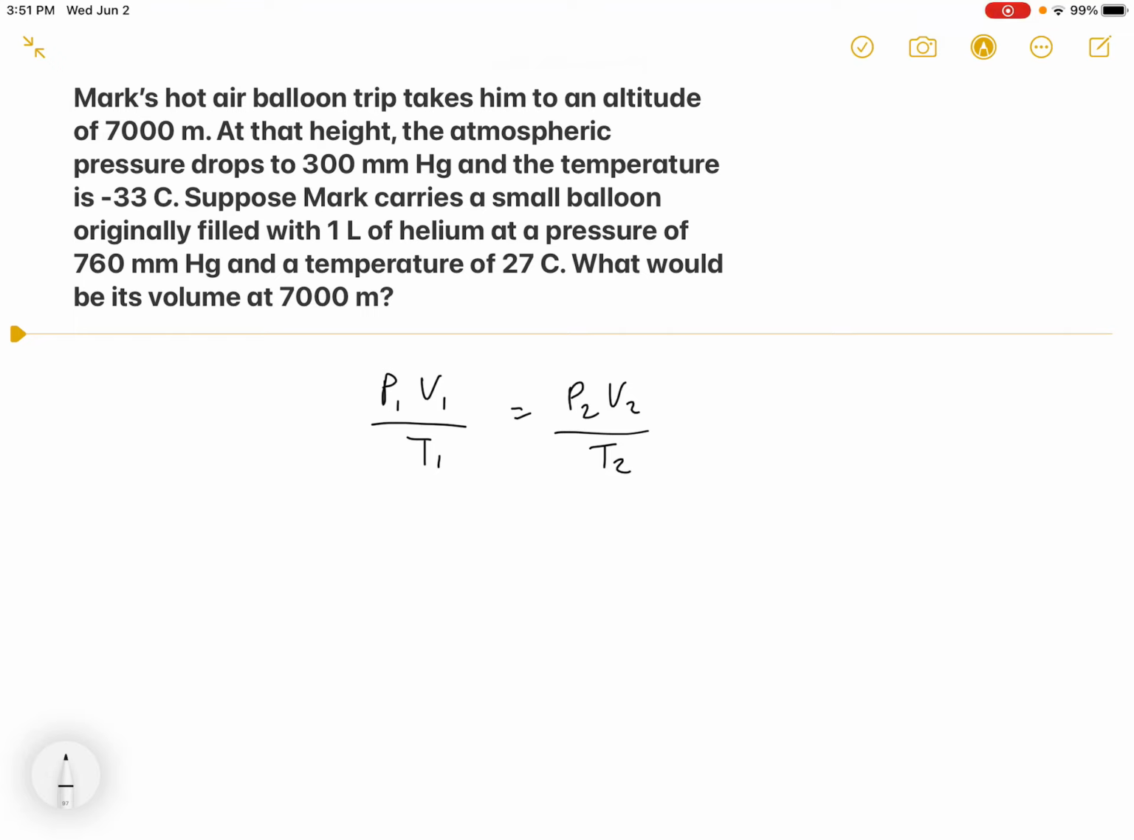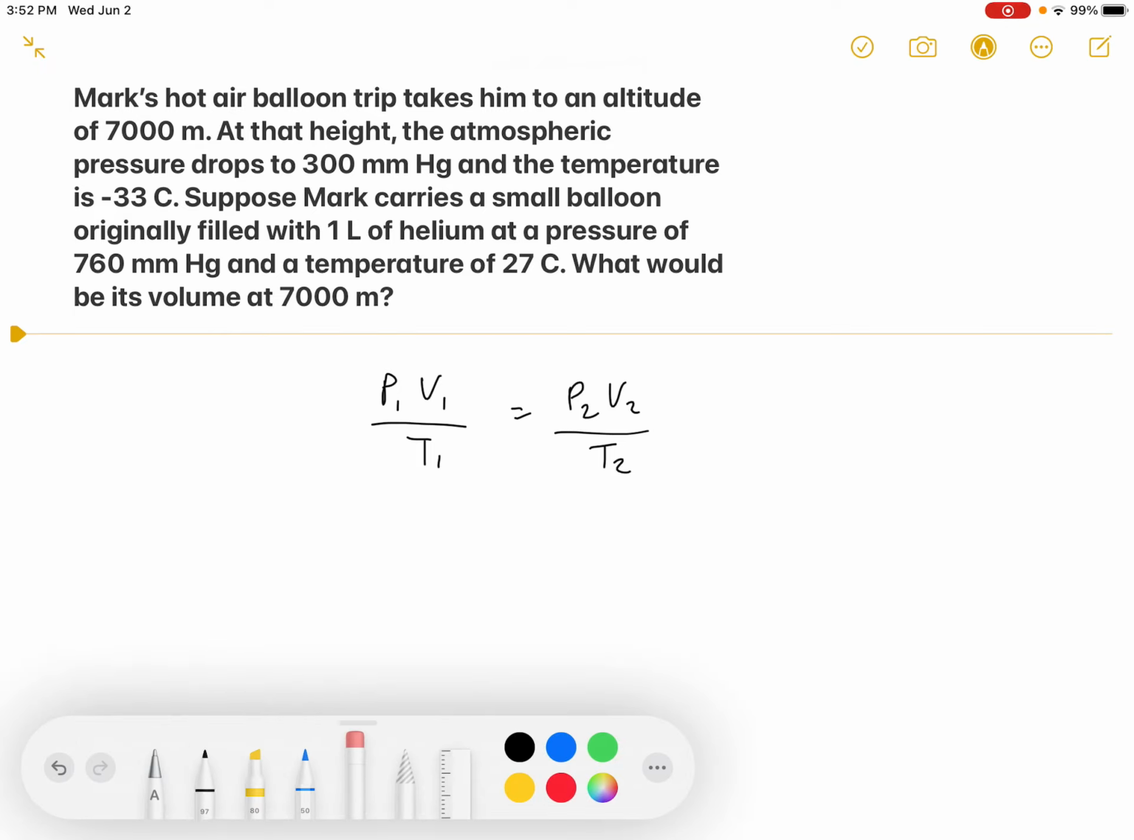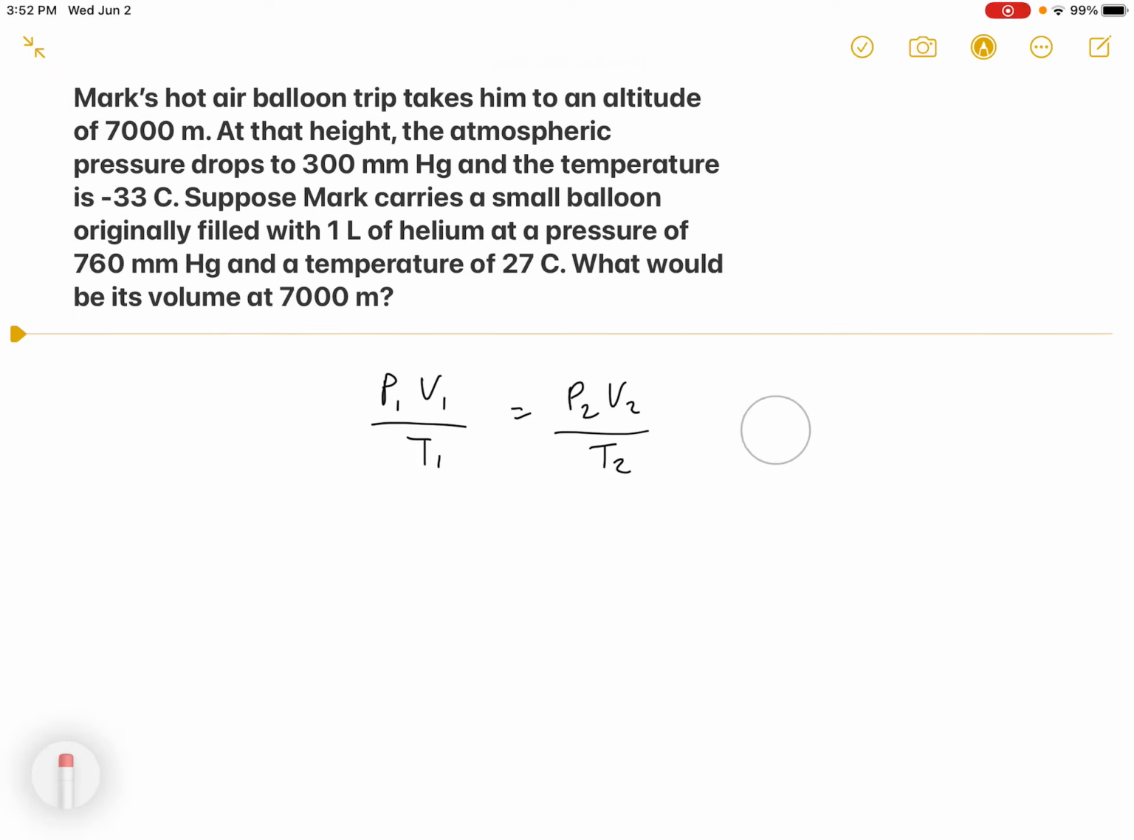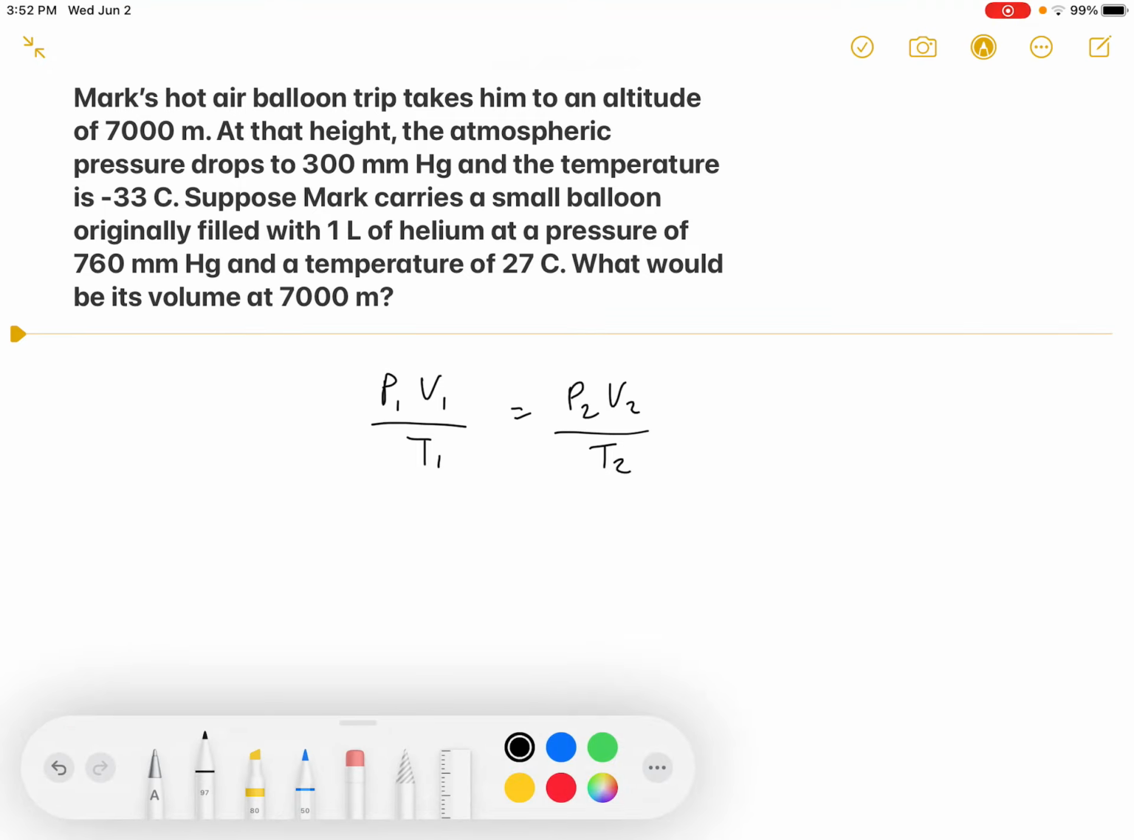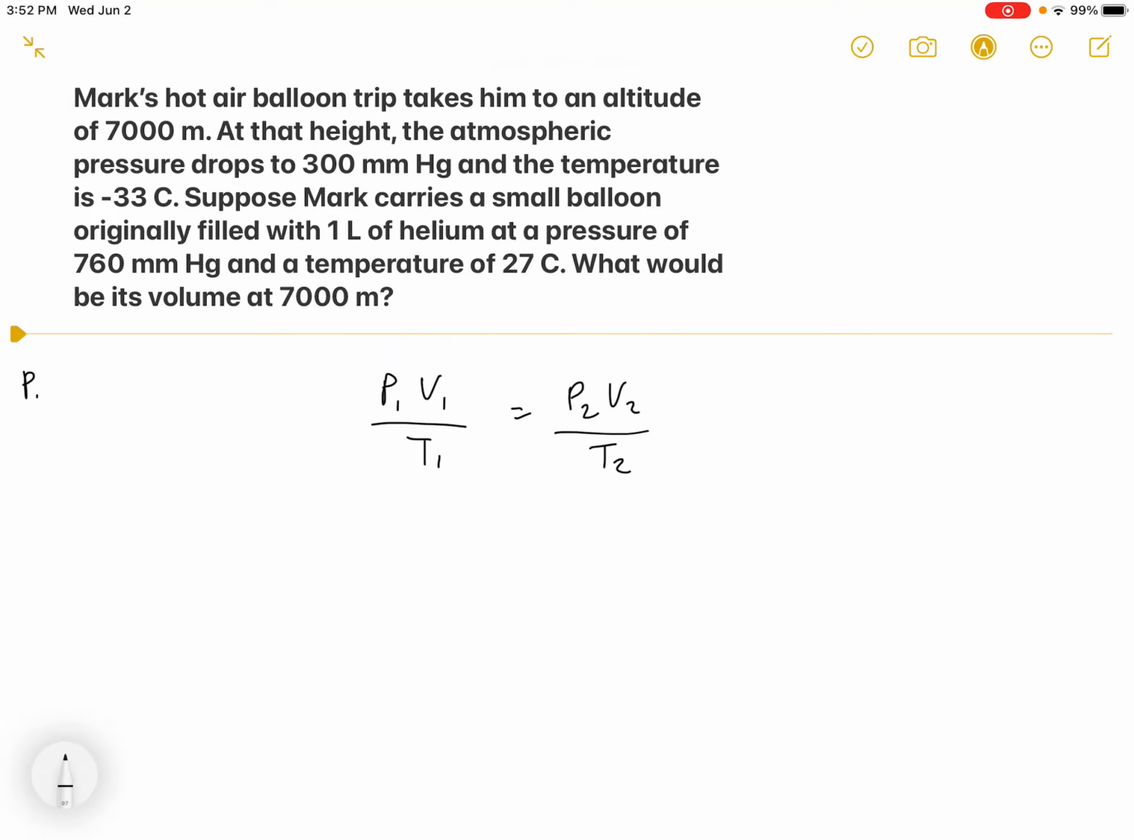So the key thing there is to recognize that 7,000 meters is irrelevant information. The height is not given anywhere in this equation, so it's a distractor. It's just a way to signal to you what the initial and the final situations look like. So that means we will go through the process of making a data list, making sure that we identify what we know and what we don't know.